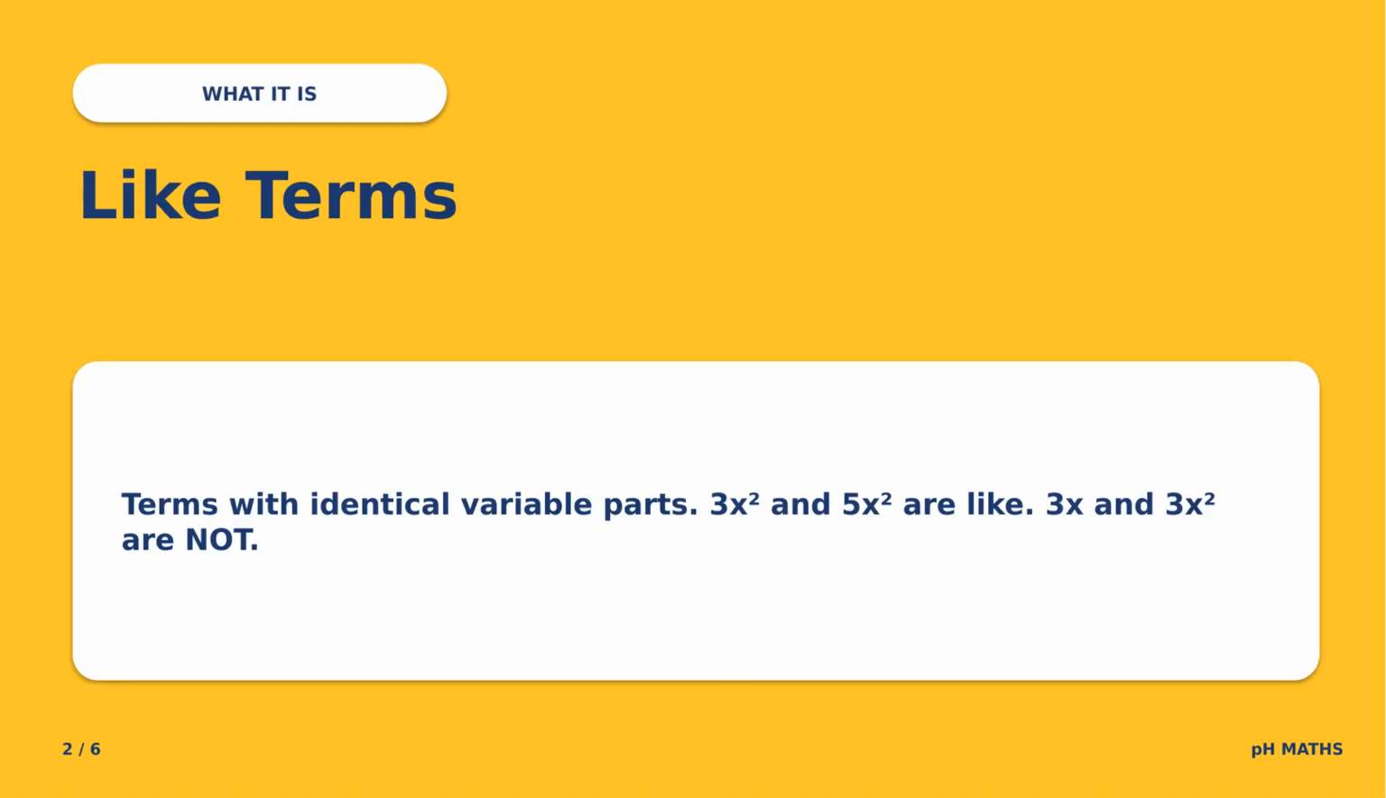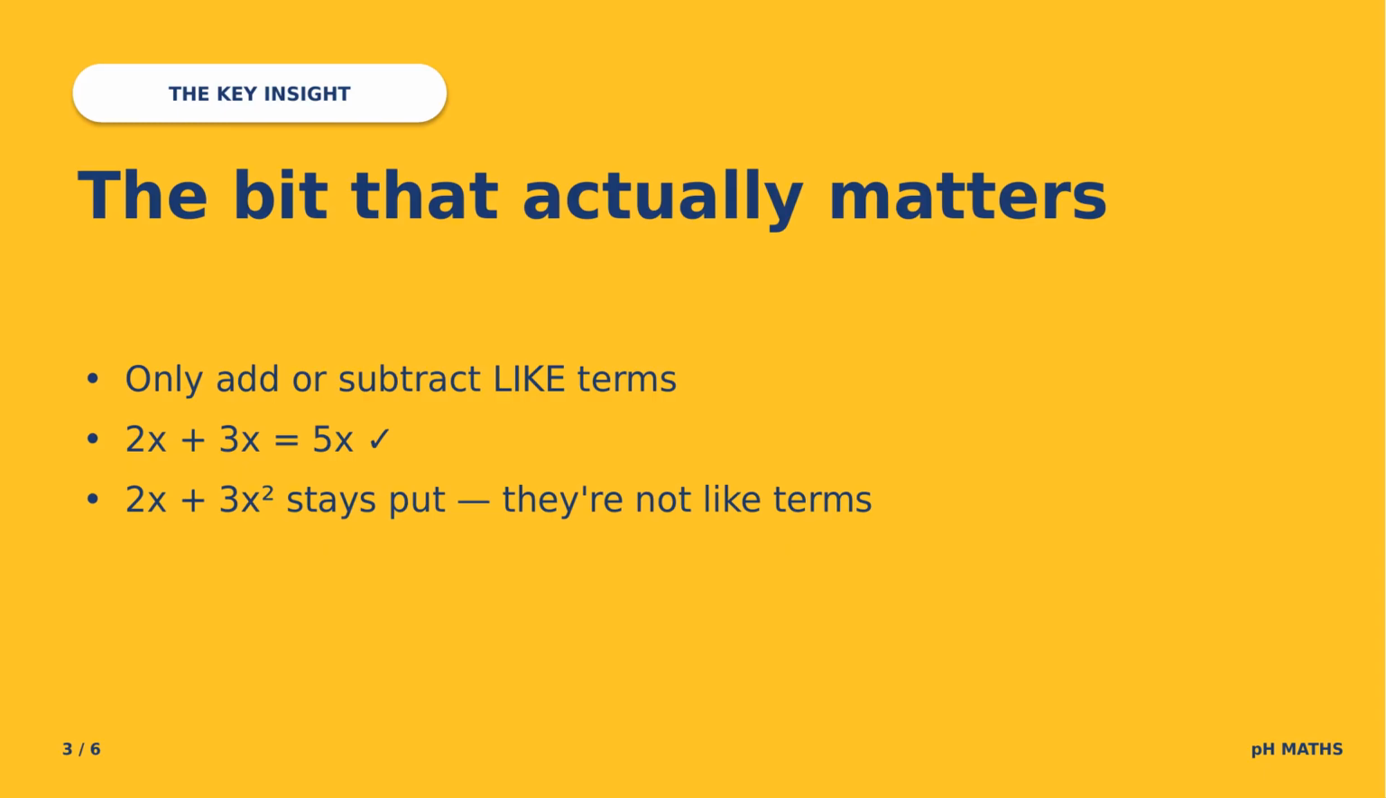Definition: like terms have identical variable parts. 3x squared and 5x squared are like. Same letter, same power. 3x and 3x squared are not like. Same letter, but different powers. And 3x and 3y are not like. They're different letters. The coefficients at the front can differ, but the letters and powers must match exactly.